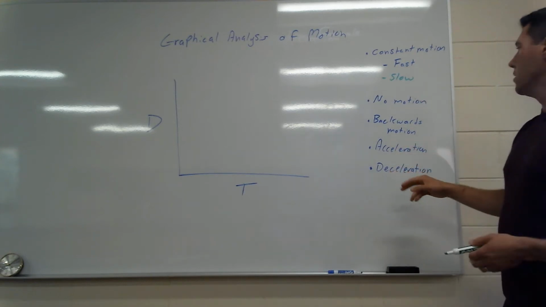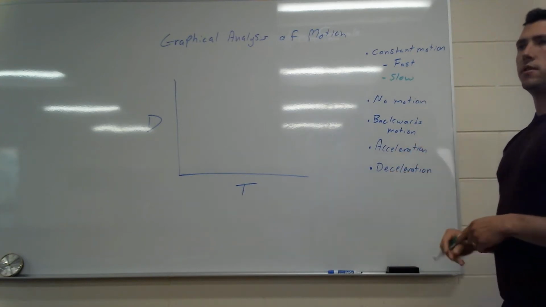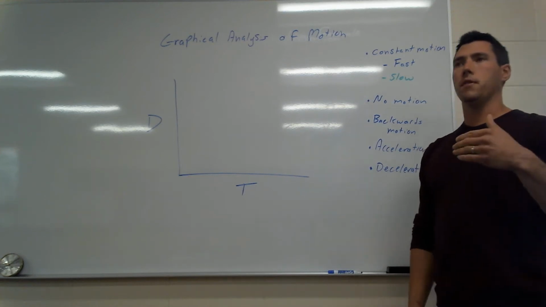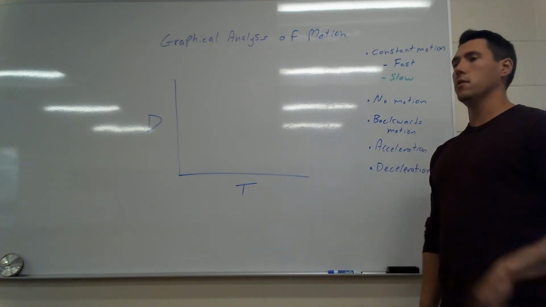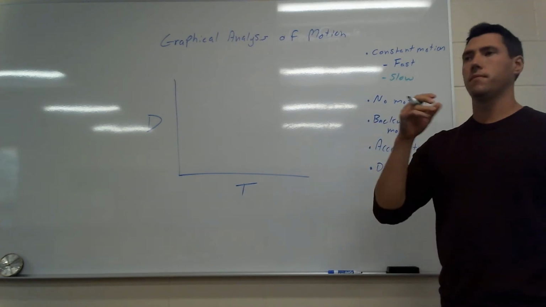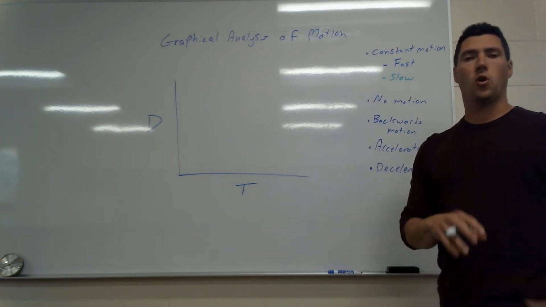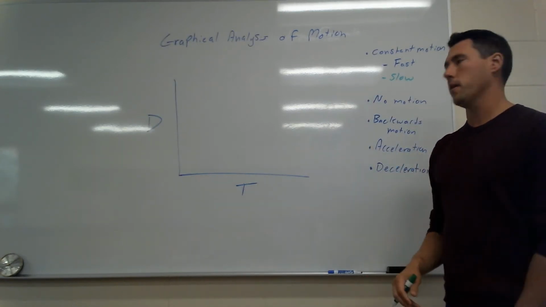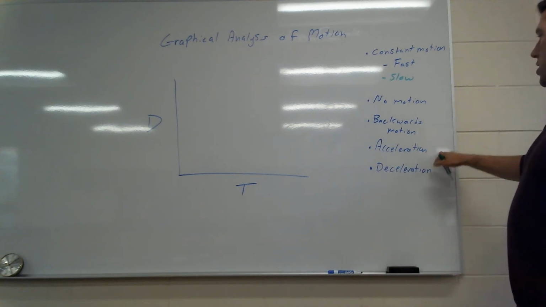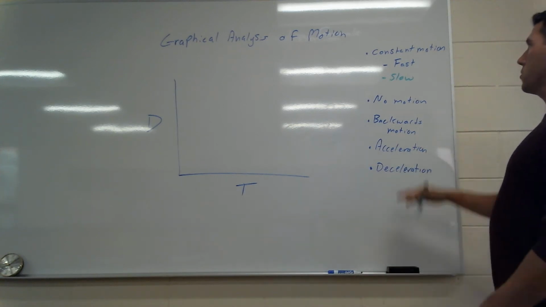Basically you stop moving. You have backwards motion. So let's say I wanted to again head from home to school. If I started going towards school, forgot something, had to go backwards home, that backwards motion, we can show that. We have acceleration and deceleration as well. So let's go through this.